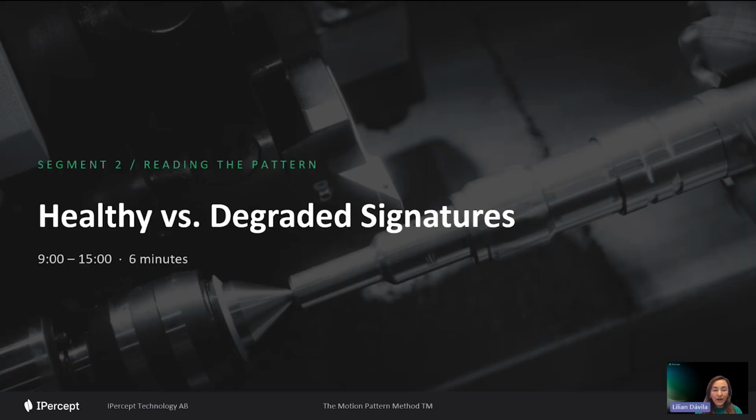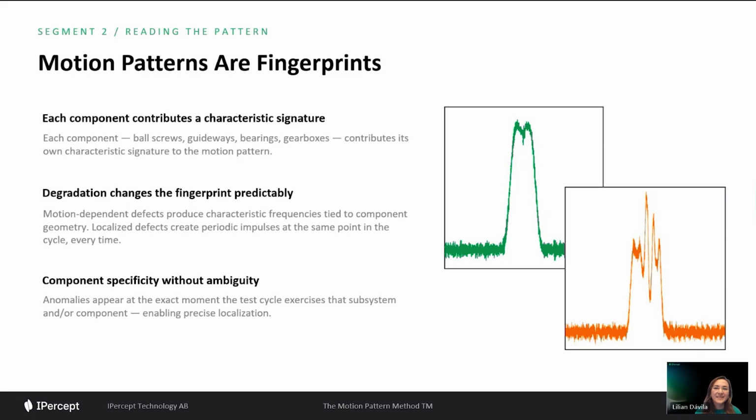So we've established now how the test cycle actually generates the data. But what does the data show? The answer is motion patterns. The key concept is that these patterns are fingerprints. Each component in these machines has its own characteristic signature, and degradation changes that signature in predictable, identifiable ways.